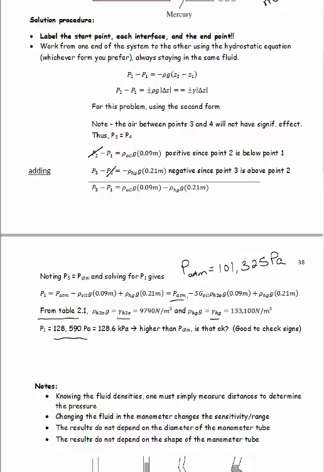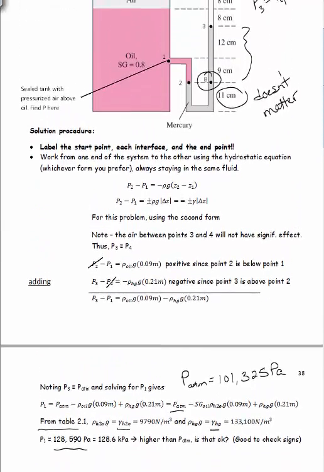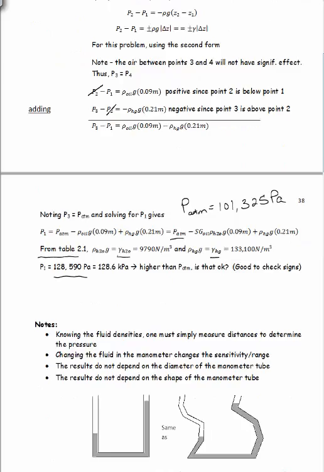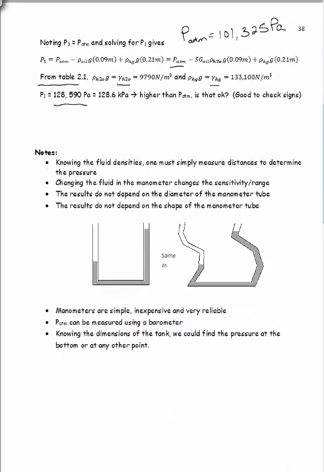What you want to do when you finally come up with an answer is to check your signs. So if you look back up here, does it make sense that that was higher than P atmosphere? And yeah, it kind of does. P2 is definitely higher than P3, which is P atmosphere. So this is a high pressure here. Now P1 is less than P2 because it's higher, but it takes a lot to move this mercury, so it makes sense that P1 is also higher than P3. So that kind of makes sense. So that's a good thing.